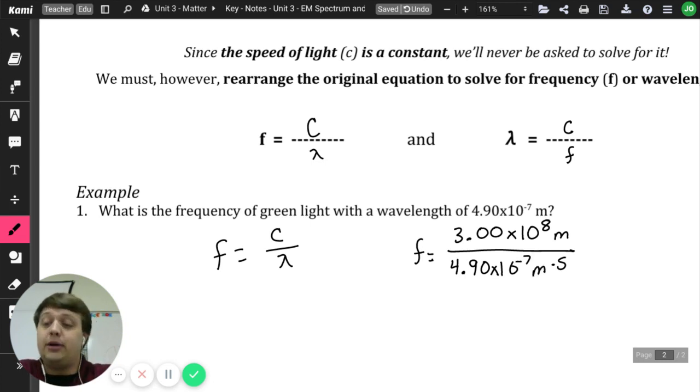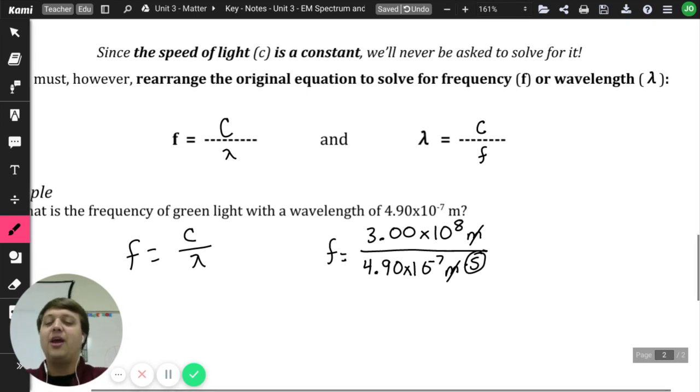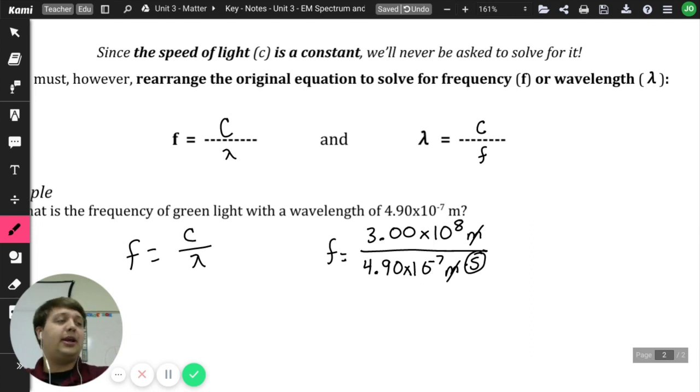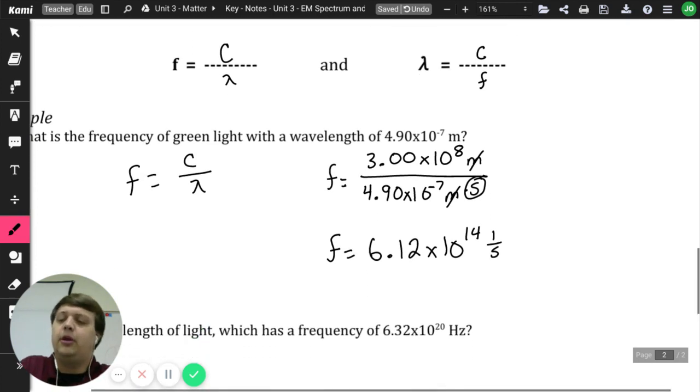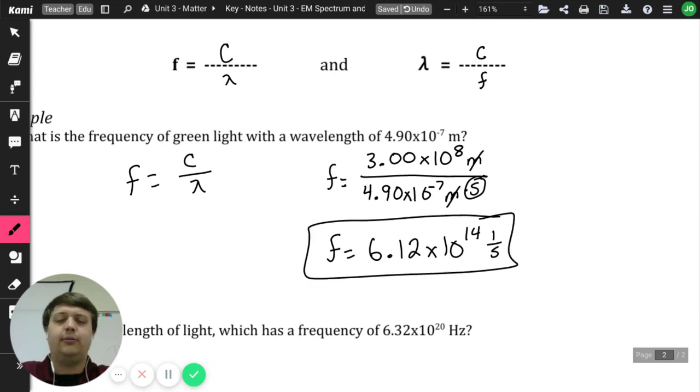Well, now I've got meters on top and meters on bottom, so they're basically going to cancel out. That's going to be the unit we're looking for frequency, 1 over S. So I'm going to plug it into my calculator, and what I'll find is that my frequency equals 6.12 times 10 to the 14th 1 over S. You could also, instead of 1 over S, use S to the negative 1 or hertz. Any of those will work.